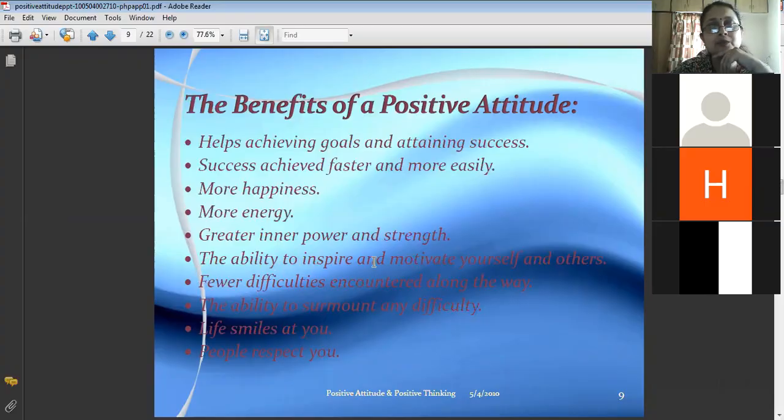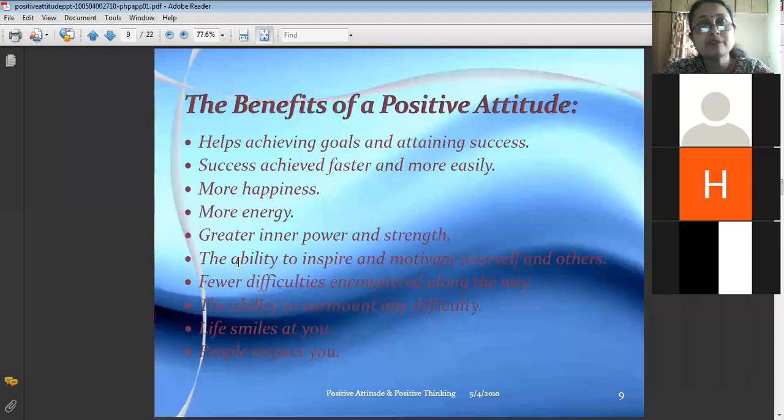The ability to inspire and motivate yourself and others. This is really very important. Now here, if one person is motivated, he can spread happiness around to 10 people.